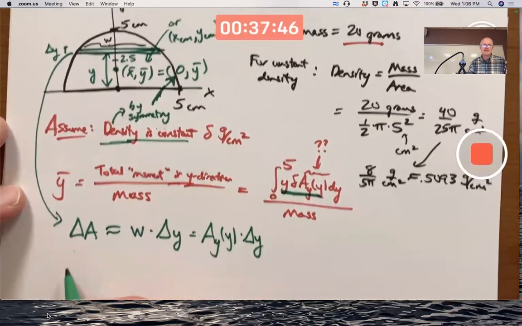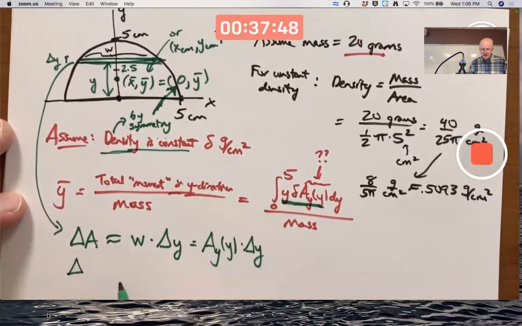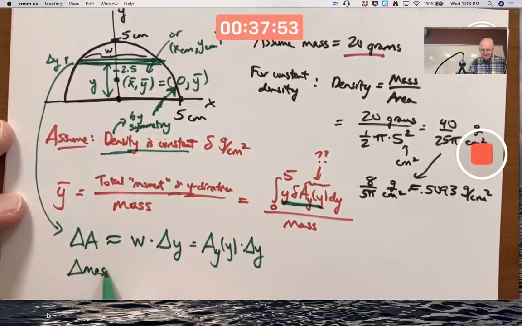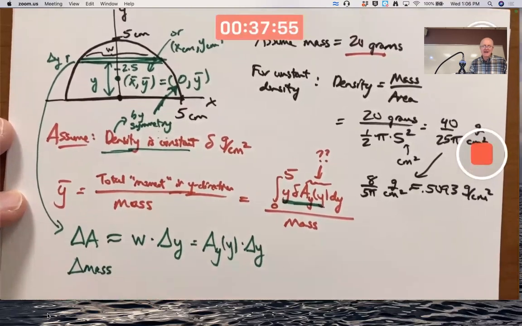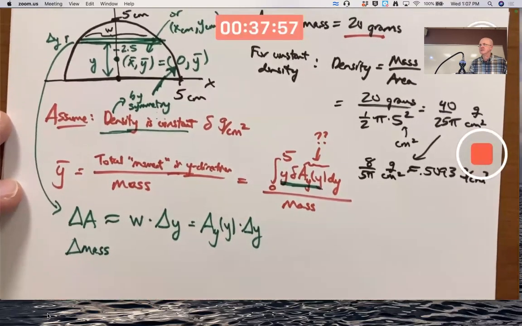What's the mass of that thin slice? I could call it delta M for small mass. Let me call it delta mass. The reason I'm calling it delta mass is because the word moment starts with M as well, and so I don't want to use two M's.